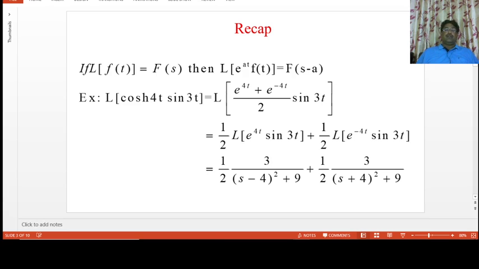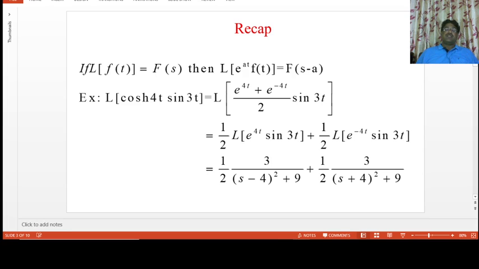You know, in these two terms, sin 3t itself is f of t. L of f of t, that is L of sin 3t, is what? 3 divided by s square plus 9. You know, L of sin at is a divided by s square plus a square. Using that one, the Laplace transform of sin 3t is 3 divided by s square plus 9.